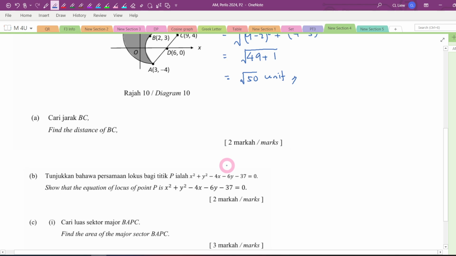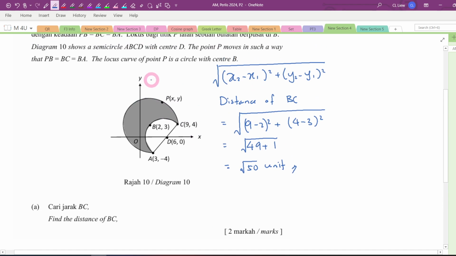Now let's try part B. We want to show that the equation of the locus of point P is equal to this. Okay, the question tells you that the point P moves such that its distance from B is always equal to the distance of BC and BA, which is equal to square root of 50. Right? This is what we got just now.